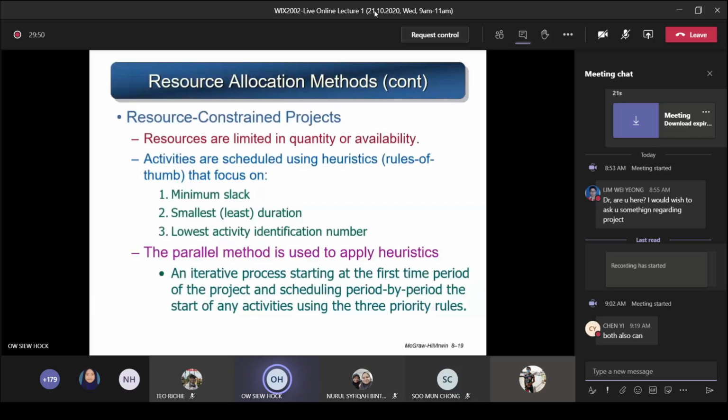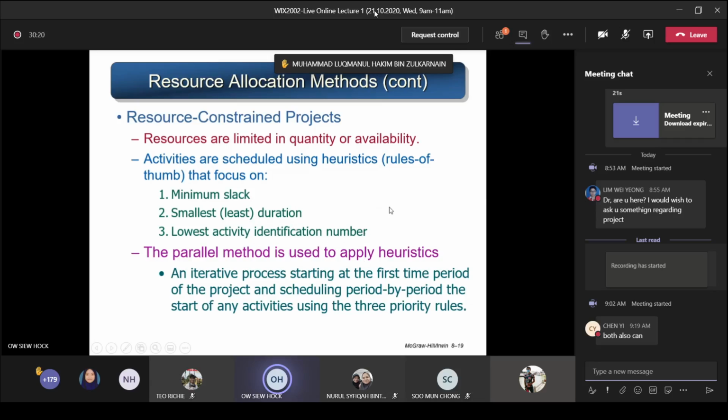So next we come to resource constraint. So resources are limited in quantity or availability. So activities are scheduled using heuristics. So the term heuristics means rules of thumb. So what are these rules of thumb? So the first rule says you choose the activity that has the minimum slack. The second rule says you choose the smallest or the least duration. The third rule says the lowest activity identification number.